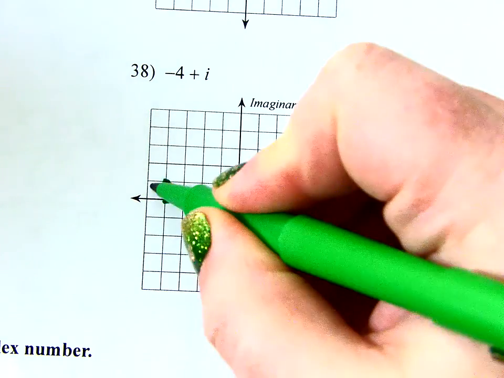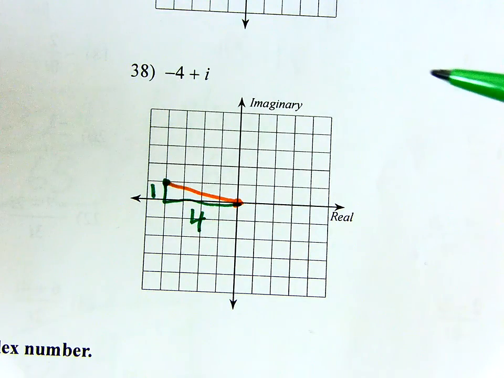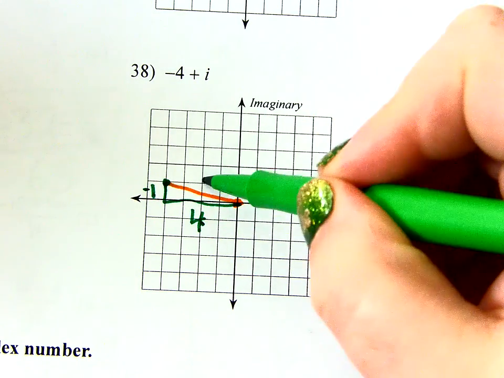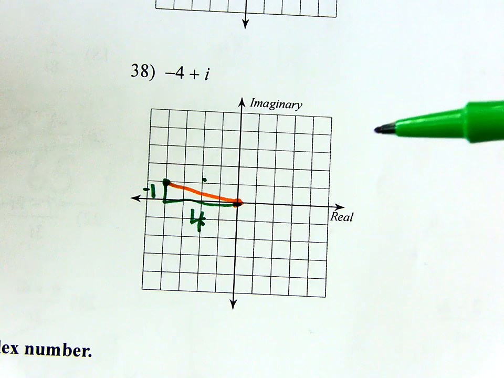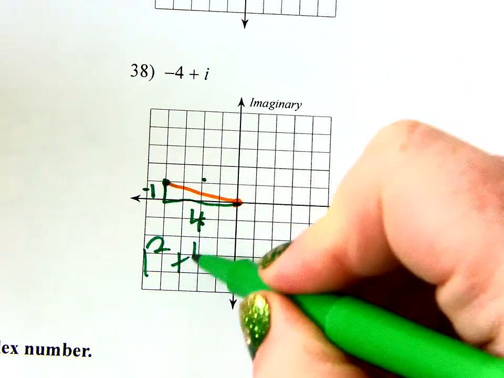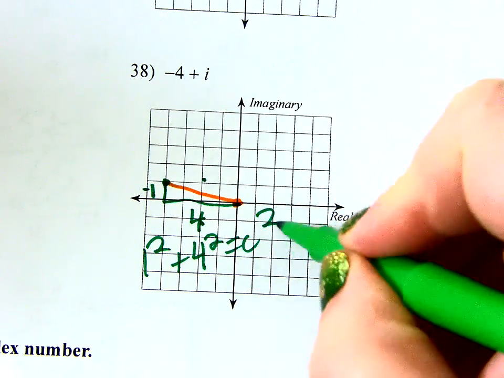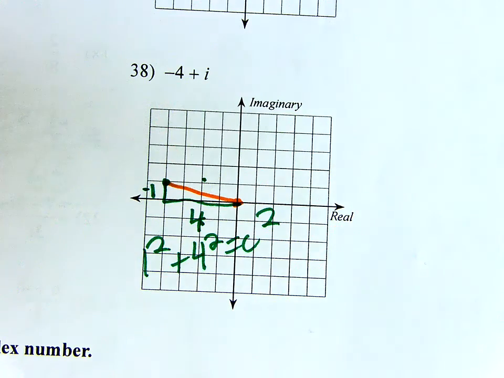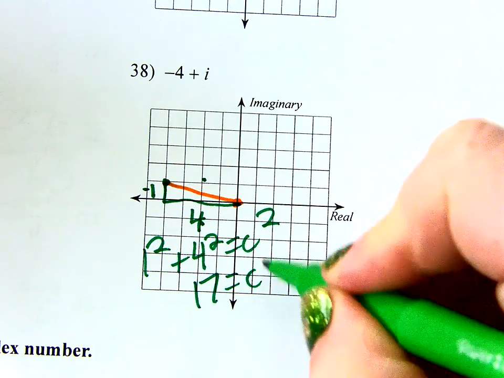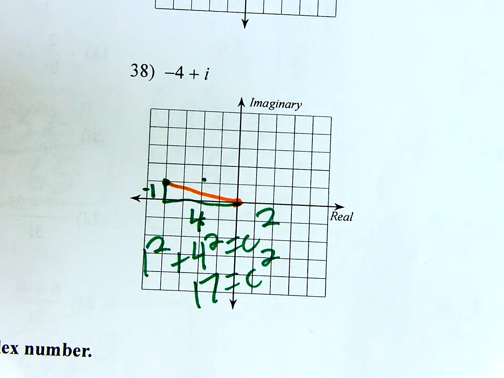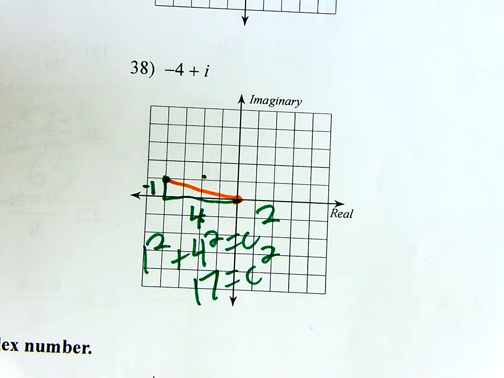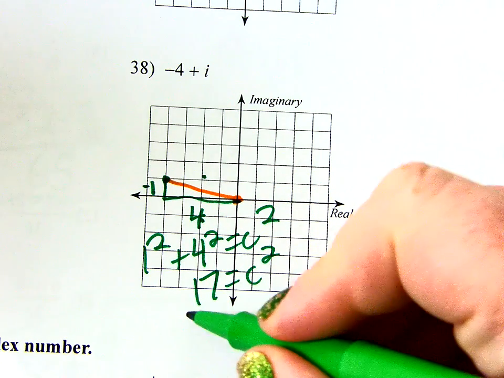This is 4 units long. This is 1 unit long. It's a right triangle. Pythagorean theorem: a squared plus b squared equals c squared. So 1 squared plus 4 squared equals c squared. 1 plus 16 is 17 equals c squared. So c must be the square root of 17. That's it.